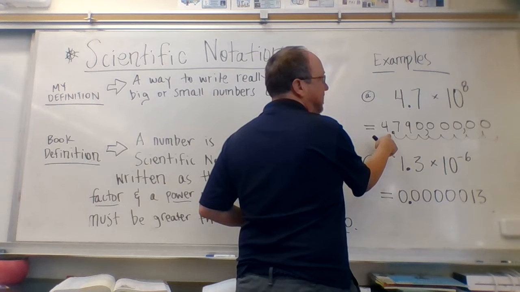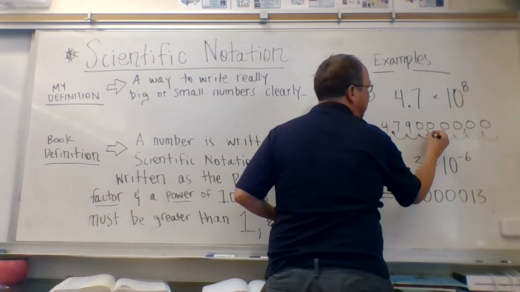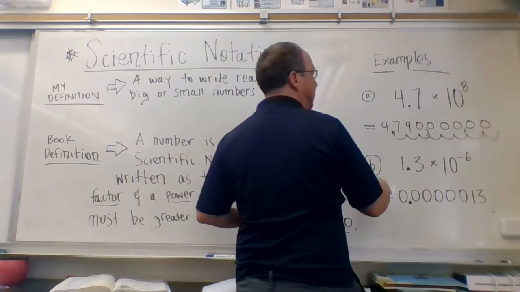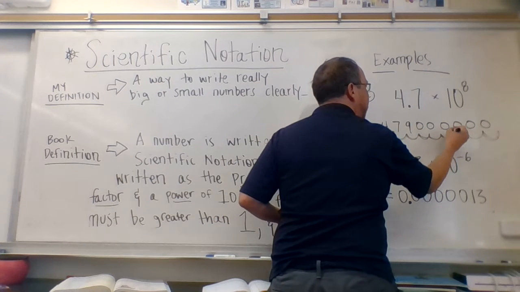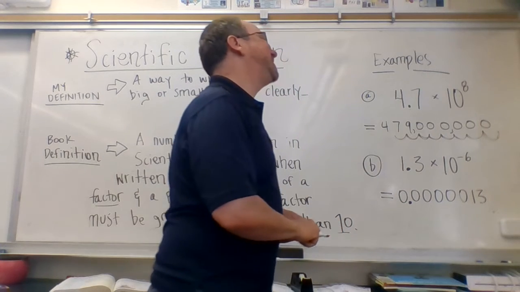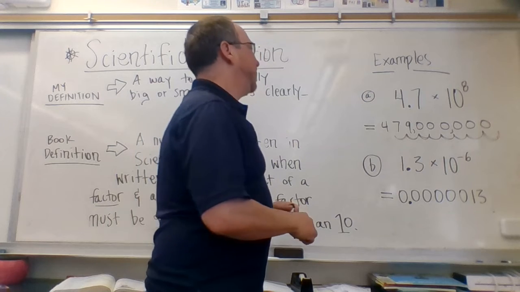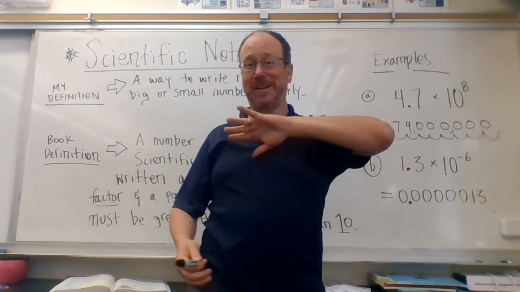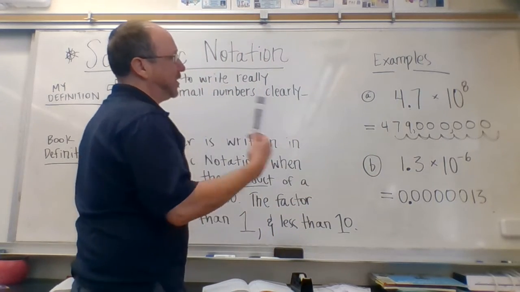So the decimal point to a power of 8 moves over 8 times. I'm going to check it. 1, 2, 3, 4, 5, 6, 7, 8. So yeah, that's it. Let me take out my commas and put them in the correct place. So it's actually 479 million. One other reason why scientific notation is helpful: if you're writing a string of that many zeros, it could be less clear.